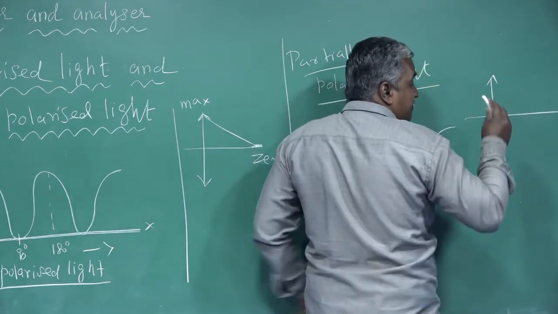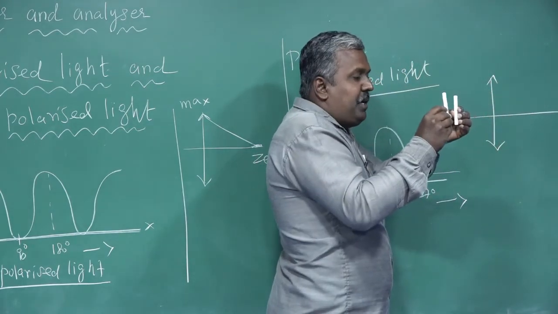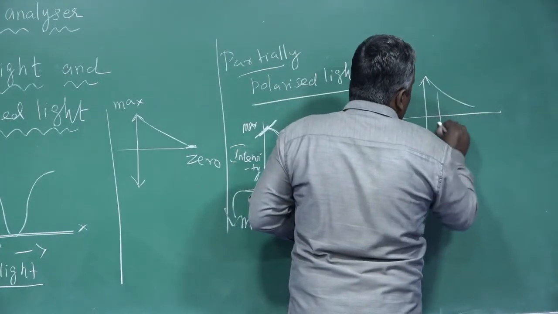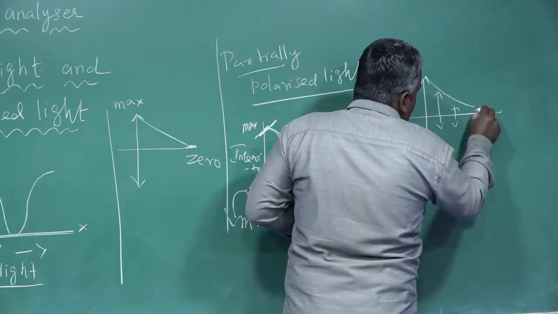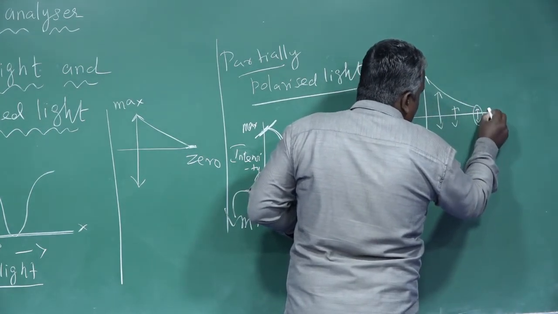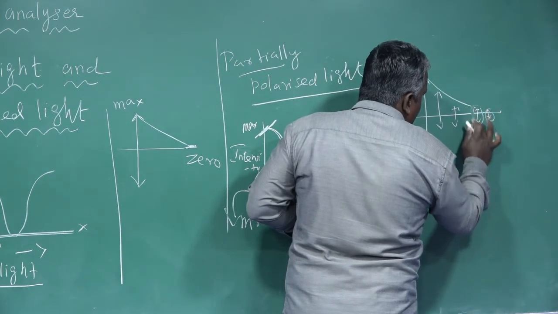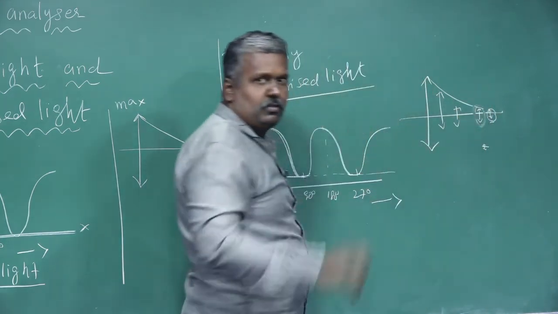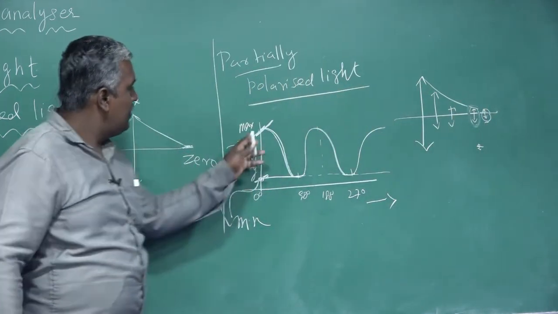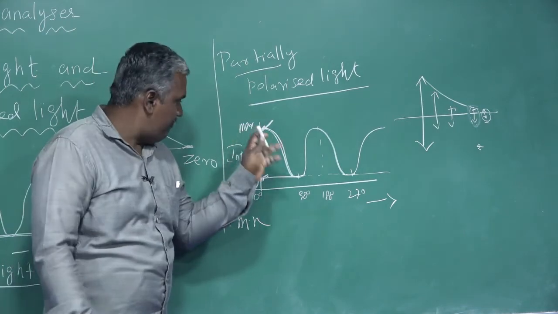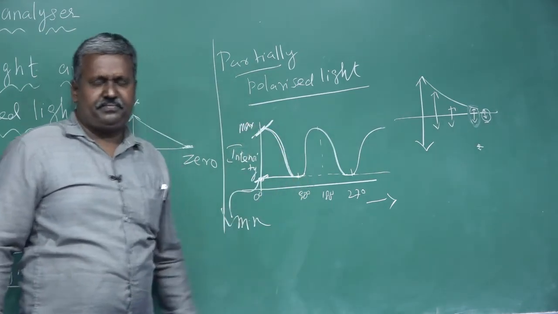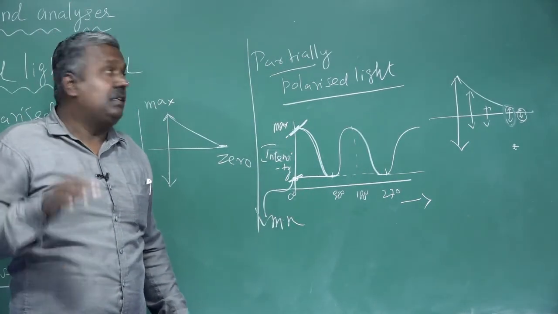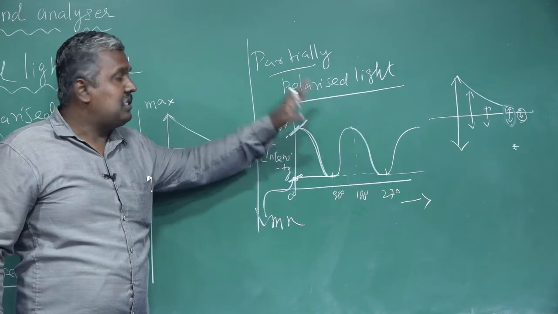Maximum intensity. This is P1. On rotating P2, gradually it starts to decrease. The minimum intensity is here, like this, not 0. So if the intensity of the light varies from maximum to minimum, not 0, now the light is called partially polarized light.